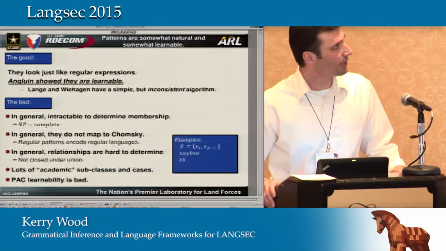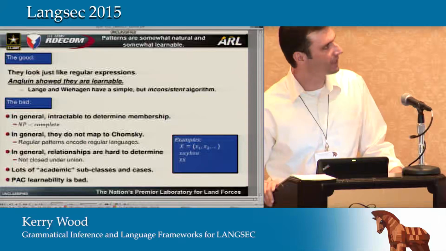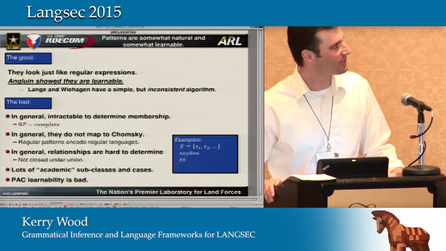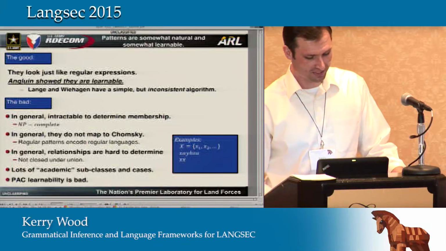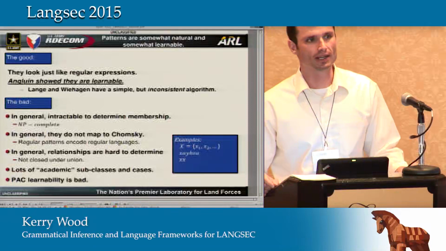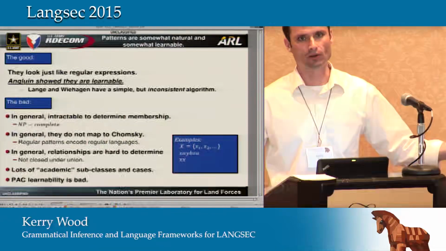They're somewhat natural. They show that they're learnable. This Lange and Wiehagen algorithm is 20 lines of Python. If you want to write it and learn yourself a pattern language, go for it. In general, the bad news is that they're NP complete even to determine membership. So if I give you a pattern and I give you a string, it's actually NP complete. In most examples, let's be honest, the string isn't that long, so it doesn't matter.